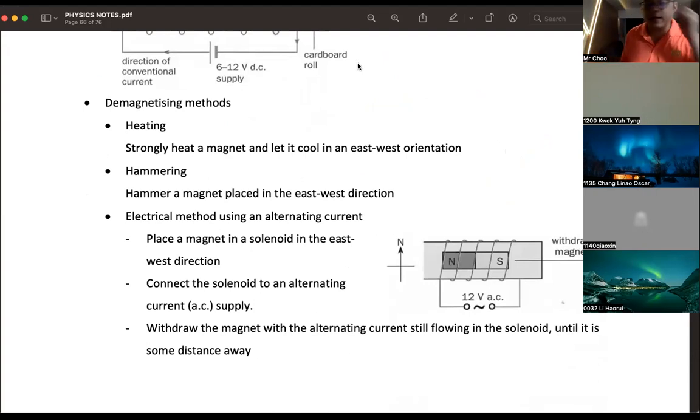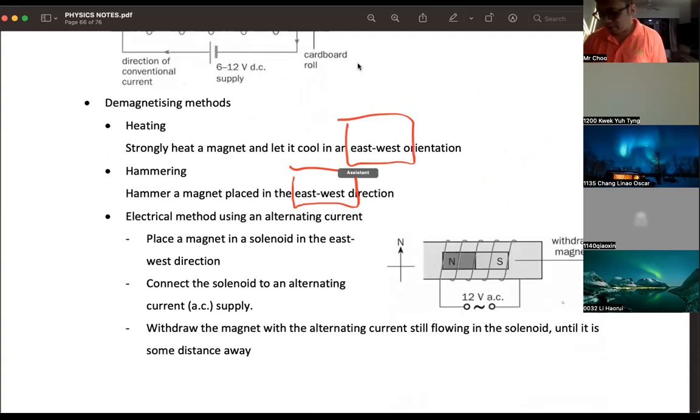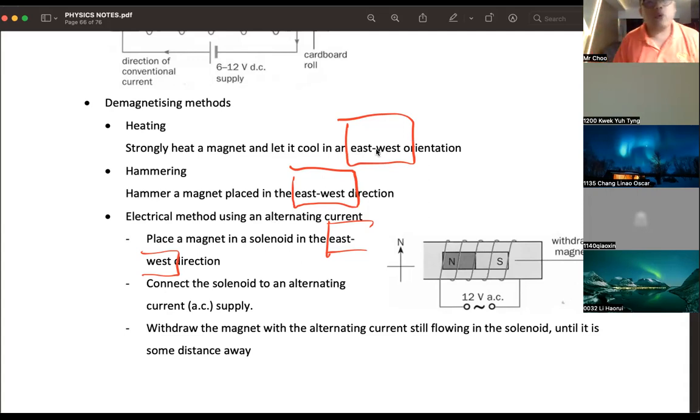Okay, first you heat up the magnet, and then you purposely orientate it not in the north-south direction. If you look at all the examples, they always say use the east-west direction. Because if you put the magnet in the north-south direction, the Earth's magnetic field is also trying to make it a magnet. Clear so far? So to demagnetize, for all of these methods, you put your material in the east-west direction.